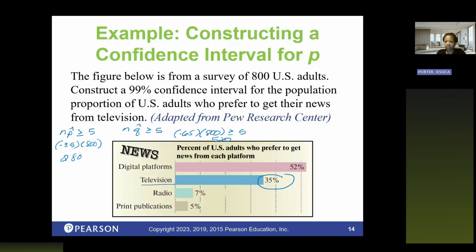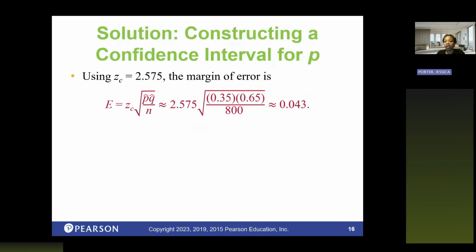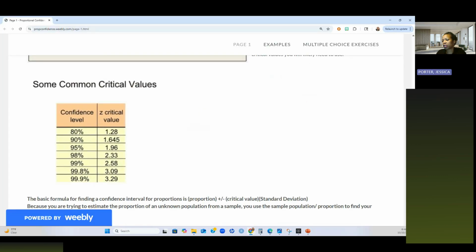Now we need to do some more calculations. Let me see if there's some more room on this next page. Okay. This says using a z critical of 2.575. Remember, you want to have some common codes here. 2.58 is 99%. That's where the 2.575 comes from. Again, you can use the inverse normal on the calculator, or you can use StatCrunch with the backward lookup.